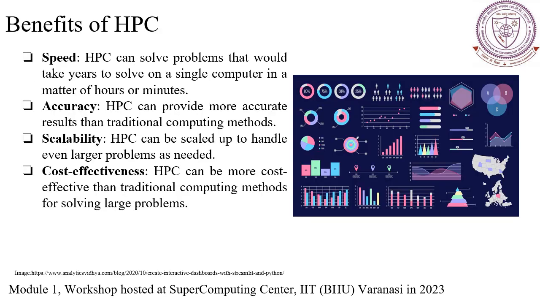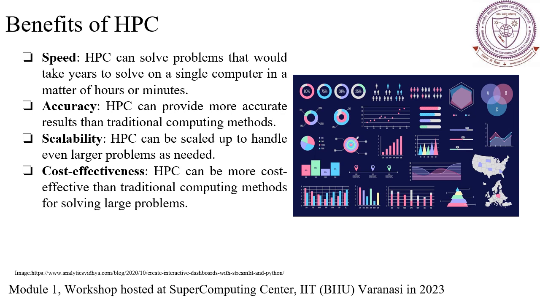Then, what is the benefit of HPC? High performance computing is a powerful tool that can be used to solve complex problems in a variety of industries. HPC systems are typically much faster and more powerful than traditional computers, which allows them to solve complex problems that would be impossible or impractical to solve on a single machine. So these are the four parameters where HPC can be beneficial.